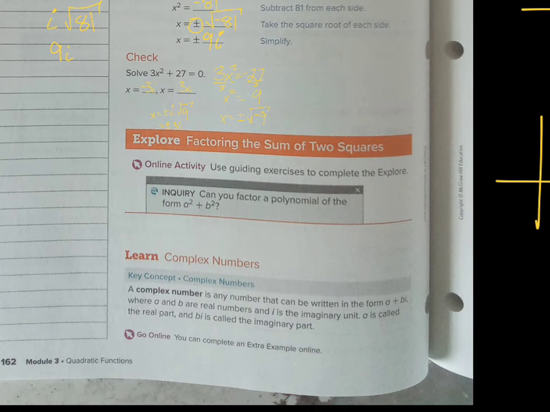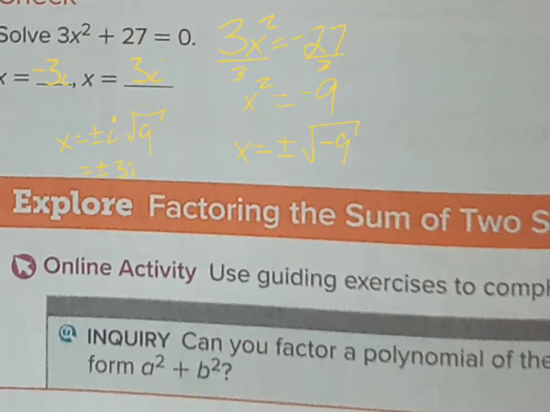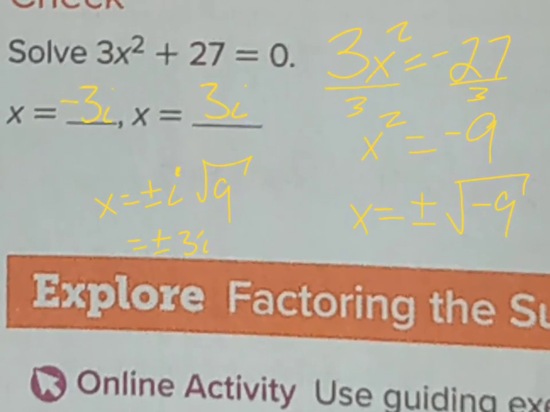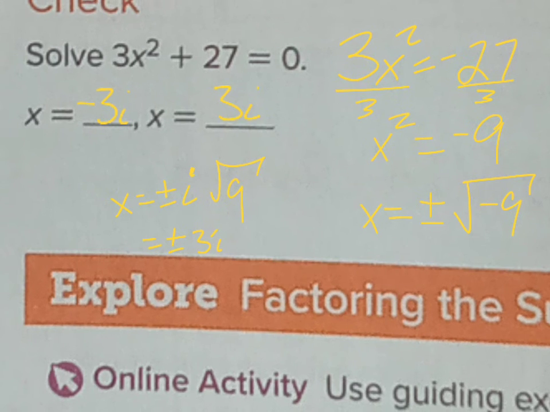Question. Why does the i go after the number after you square root it? It's just like standard form. It's not incorrect if it's the other way around. Okay.